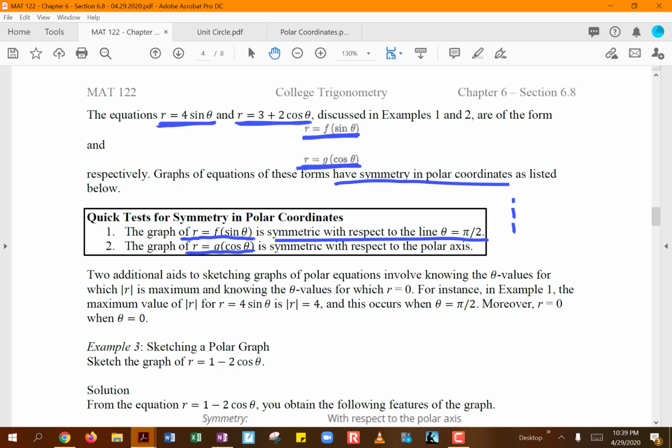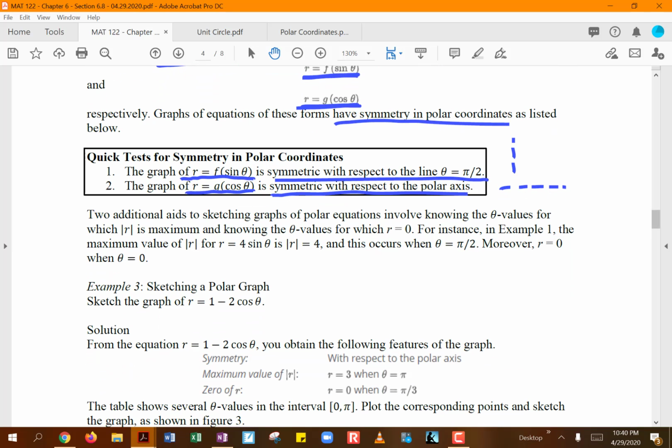So that's going to be with respect to that vertical line. When you have a graph of the function r equals, again, a function of cosine of theta, g of cosine of theta, you will have symmetry with respect to the polar axis, which is going to be that horizontal axis. So just keep in mind, if you have an equation which is using sine of theta as its function, you will have symmetry with respect to theta equals pi over 2, the vertical line. And if you have r equal to a function of cosine of theta, you will have symmetry with respect to the polar axis, which will be that horizontal axis over here, okay?